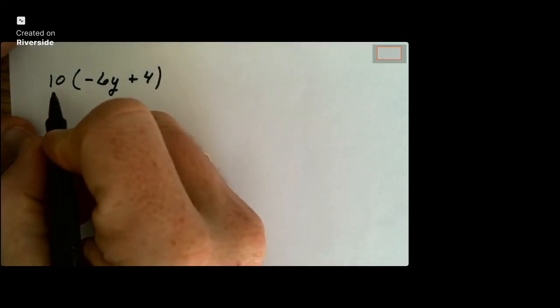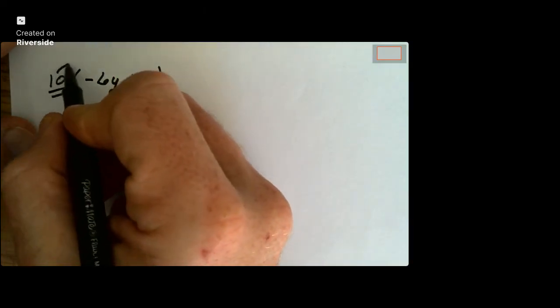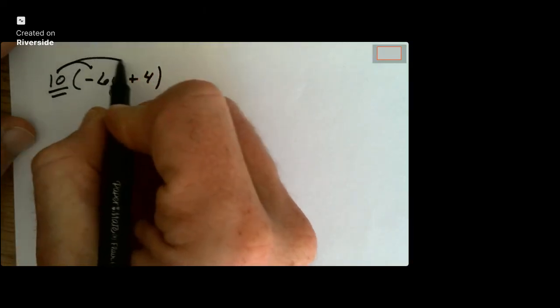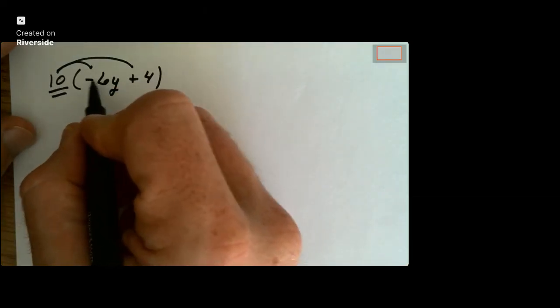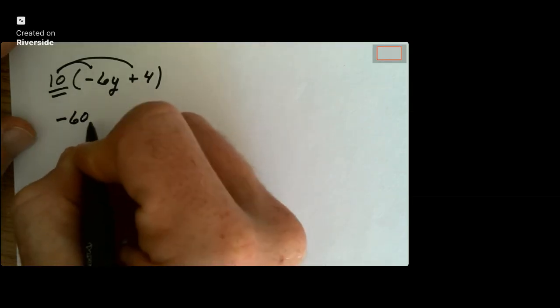All right, so let's do this. Here's our number outside of the quantity. That's going to be our distribution. We distribute by multiplying to everything inside the quantity. So positive 10 times a negative 6y is going to give us a negative 60y.